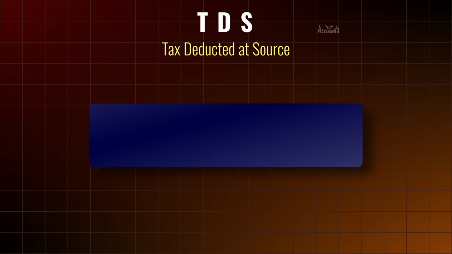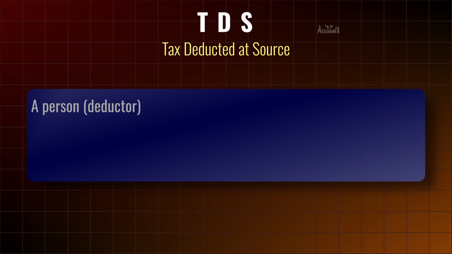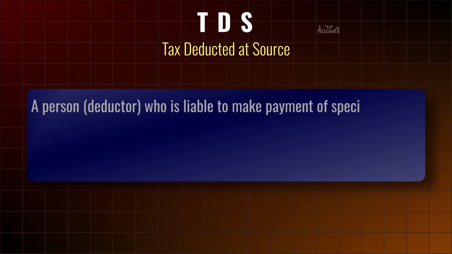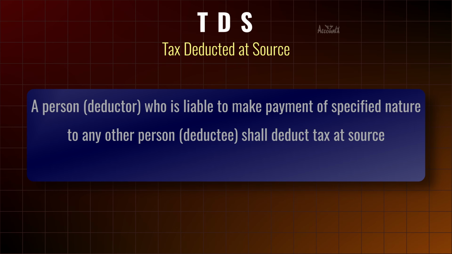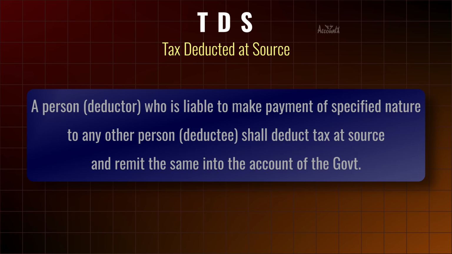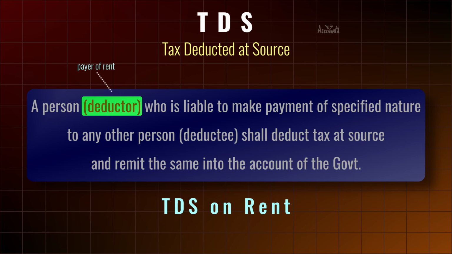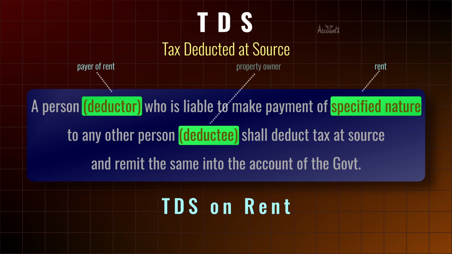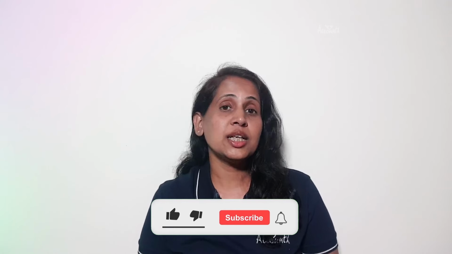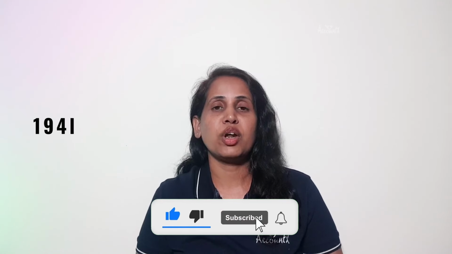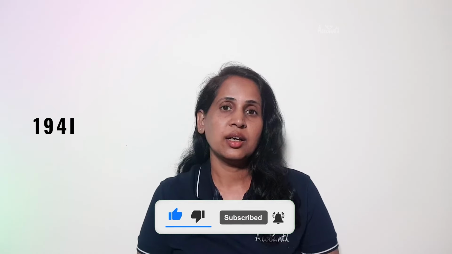First, let's read the definition. Here, a person called deductor who is liable to make payment of specified nature to any other person called deductee shall deduct tax at source and remit the same into the account of the government. In the context of TDS on rent, deductor is the person who is making payment of rent, payment of specified nature is the rent, and deductee is the property owner. Now the provisions of TDS on rent are specified in section 194I of the Income Tax Act. Let's understand section 194I in simple words by finding answers to 5 questions.